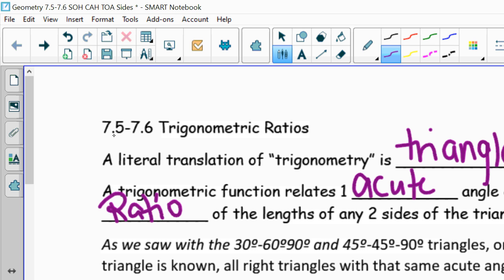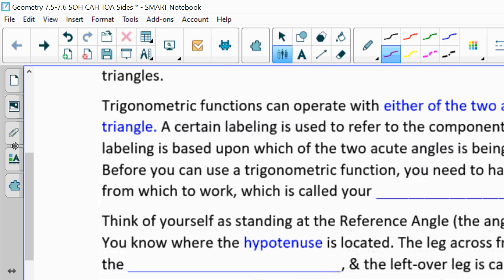As we saw yesterday with the 30, 60, 90, and 45, 45, 90 triangles, once one angle in a right triangle is known, all right triangles with that same acute angle will be similar. Such consistency allows for the creation of ratios regarding the lengths of the sides of such triangles. Trig functions can operate with either of the two acute angles of a right triangle. A certain labeling is used to refer to the components of these triangles. This labeling is based upon which of the two acute angles is being used in the problem.